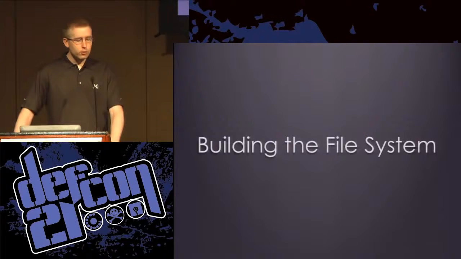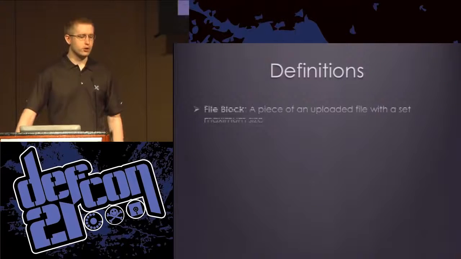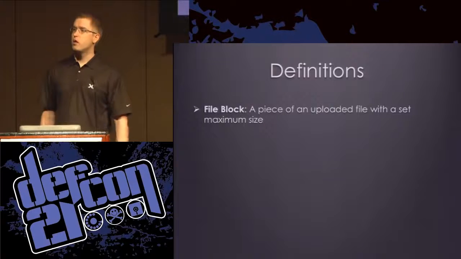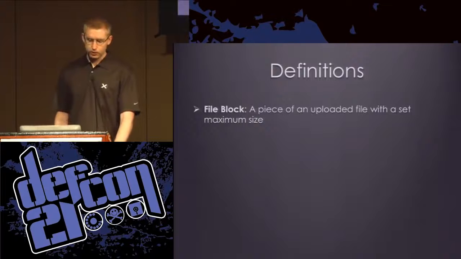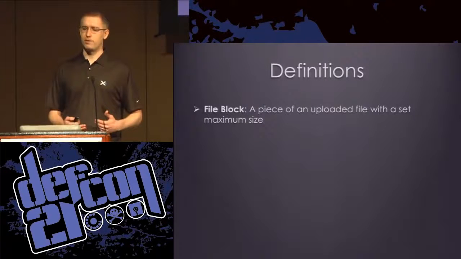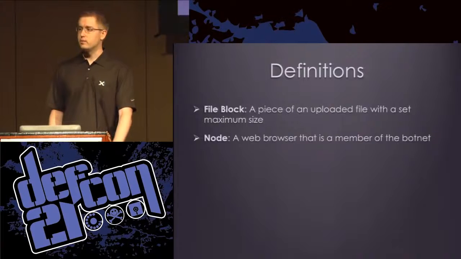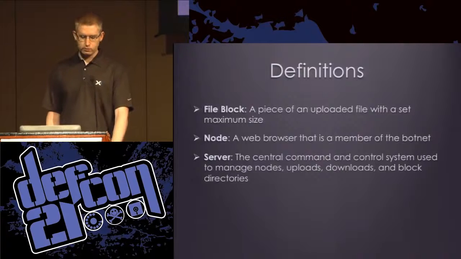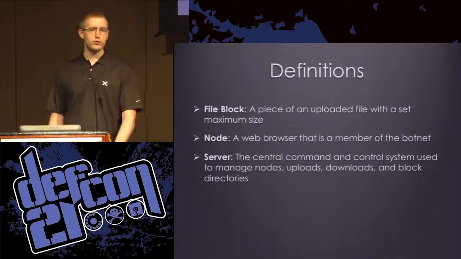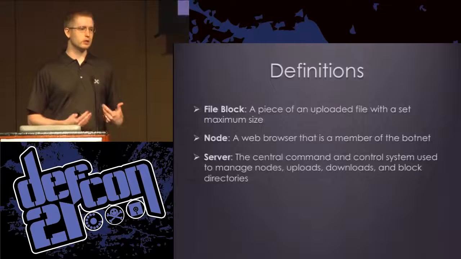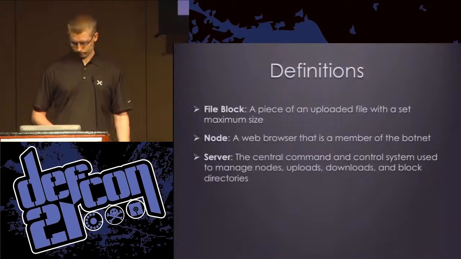Now we have the botnet. Let's look at what it takes to actually build a file system on top of that botnet. First, a few definitions here. A file block is what I'm using to refer to a piece of an uploaded file that has a set maximum size. So a file is going to be made up of multiple file blocks. A node is simply any web browser that's a member of the botnet. And the server is the central command and control server that also serves as sort of the phone book for these files.